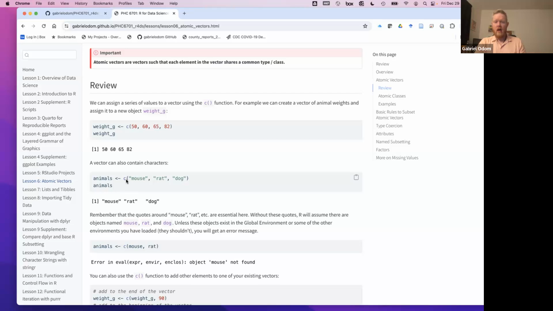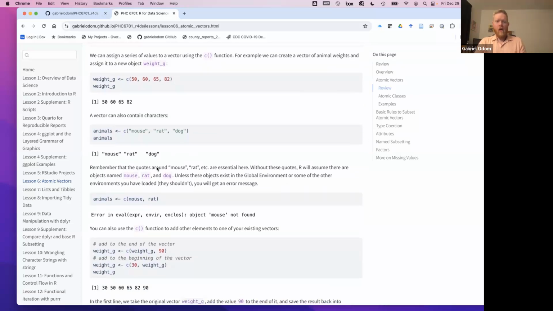Similarly here, I've got an ordered set of elements. So I've got the first element, mouse, the second is rat, the third is dog. There's an ordered set of elements, and they all share the same type. So these are all pieces of character information. So this is another atomic vector.